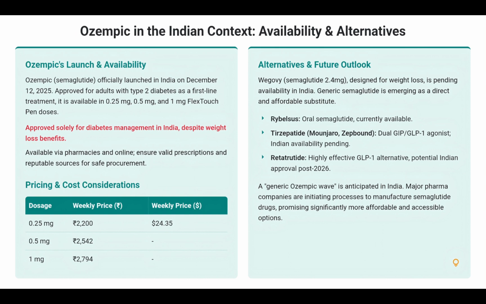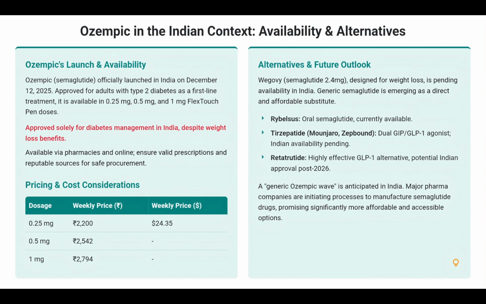Pricing and cost consideration, which is a very real barrier for many patients. The 0.25 mg dose weekly price in rupees is 2200, and the weekly price in US dollars is $24.35. 0.5 mg is 2542 rupees, 1 mg is 2794 rupees. This cost can represent a significant financial burden, particularly for long-term use. This is an important consideration in treatment planning and patient counseling.